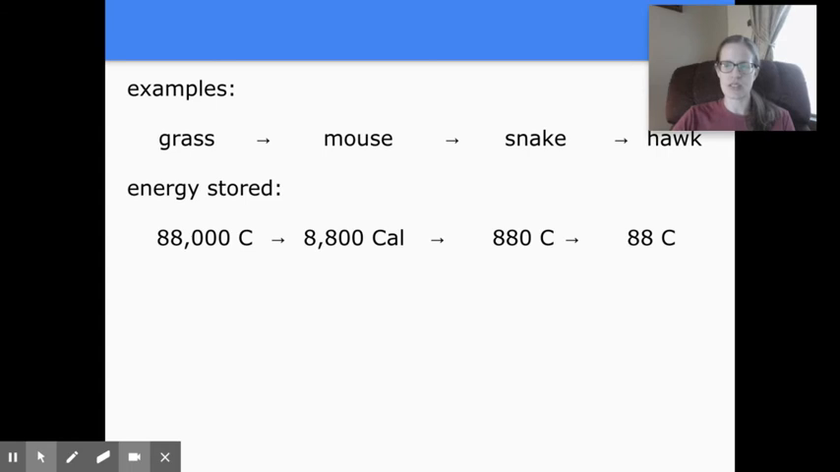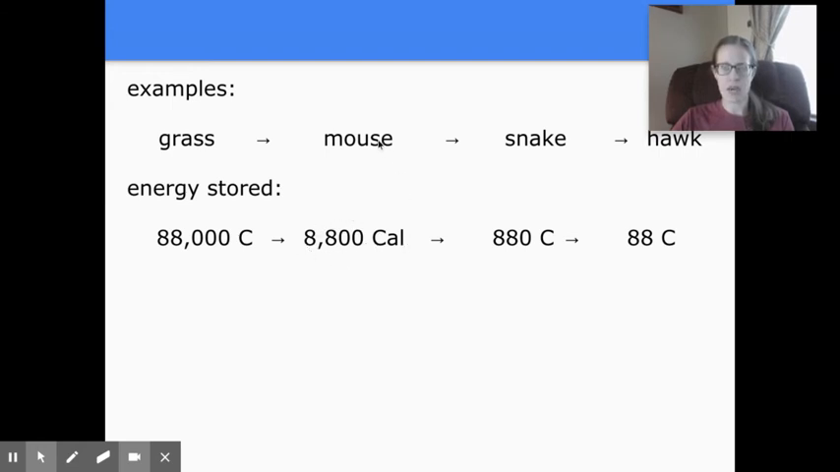So here's some examples. If you look at a food chain, let's suppose that 88,000 calories get stored in grass. Then when mice eat the grass, only 8,800 calories are going to be stored in that mouse. That's 10%. 10% is easy. You don't even have to use a calculator. You just drop one of these zeros to figure out 10%.